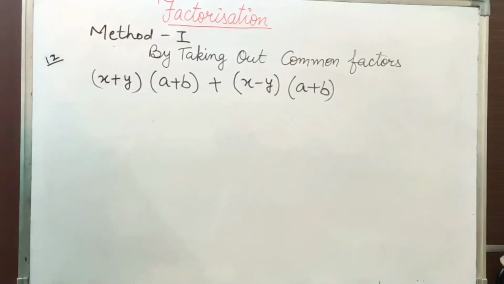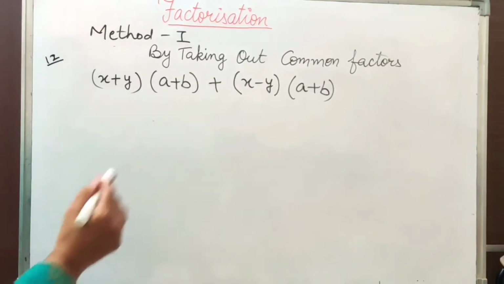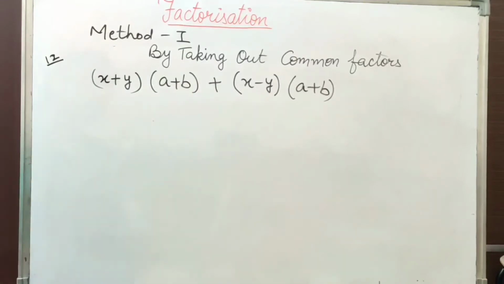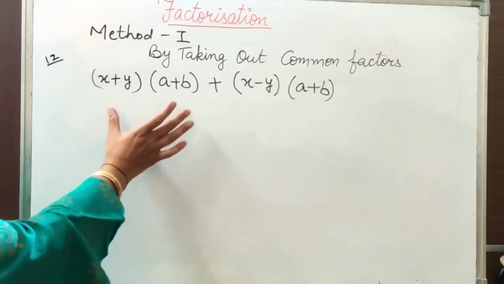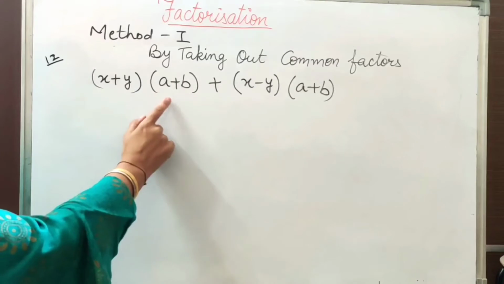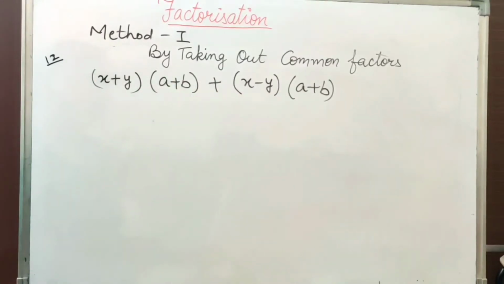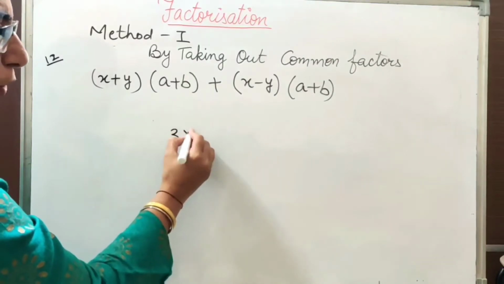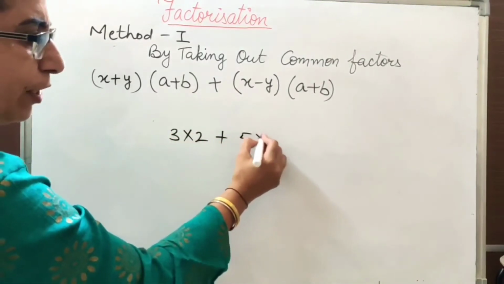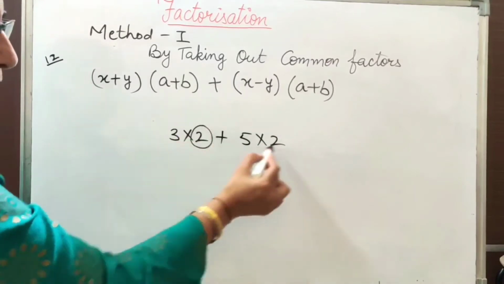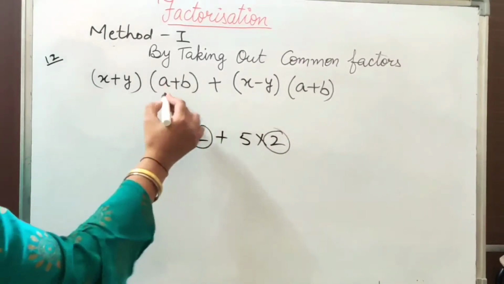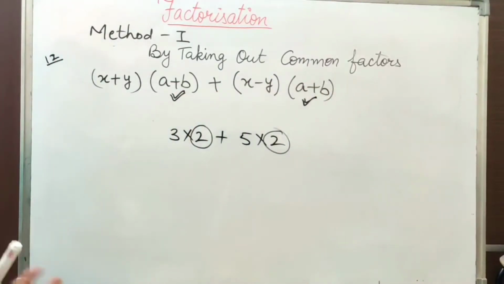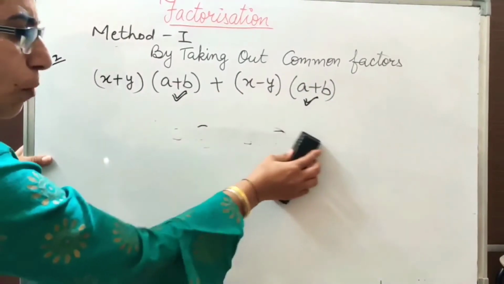Hello everyone. In this video I am taking some more questions on the first method of factorization, by taking out common factors. Here one question is given: (x plus y) into (a plus b) plus (x minus y) into (a plus b). Students, it is just like if we are given 3 into 2 plus 5 into 2. Here 2 is common. Same here, a plus b, a plus b. This bracket is common.